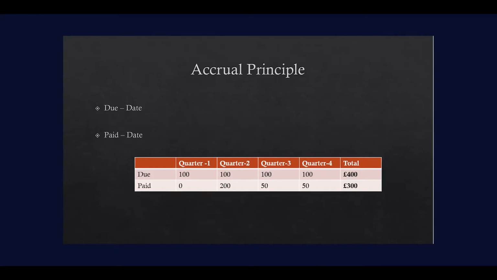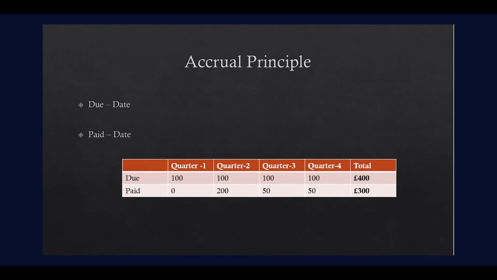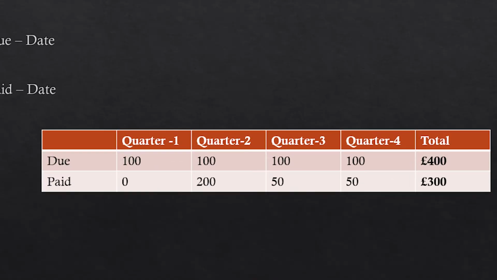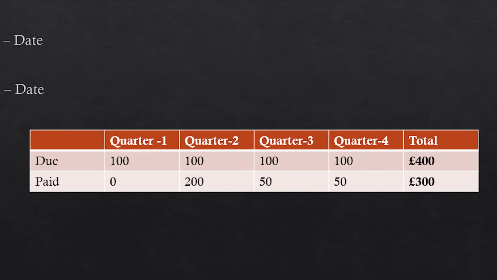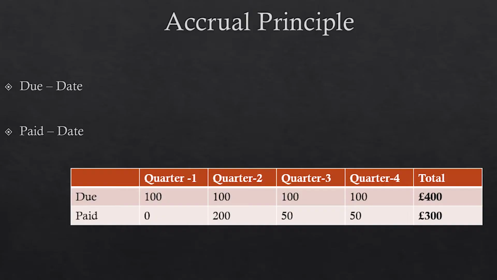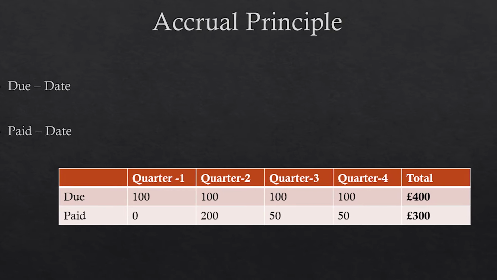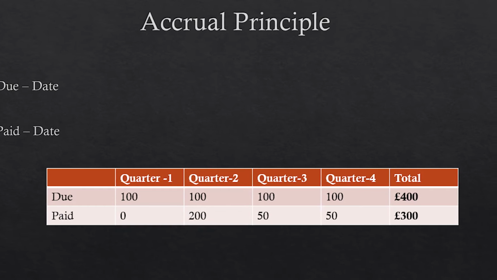All right, let's look at a basic example. Again, we need to consider what is due for the period and what is paid. We can demonstrate the principle with quarters. What is due in quarter one is 100, quarter two 100, quarter three 100, quarter four 100. Altogether, the aggregate is 400. What is paid in quarter one is nothing. Quarter two, 200. Quarter three, 50, and quarter four is 50. So the aggregate of that is 300.